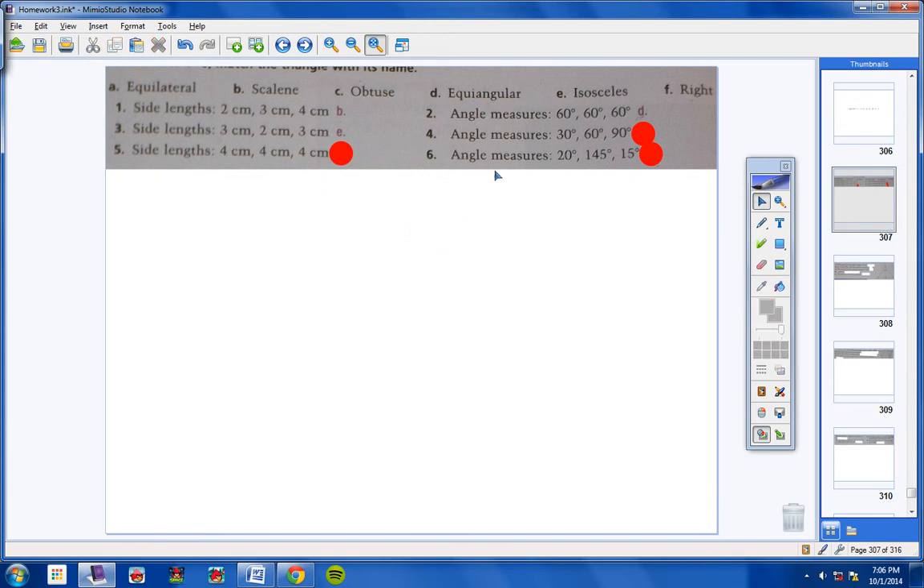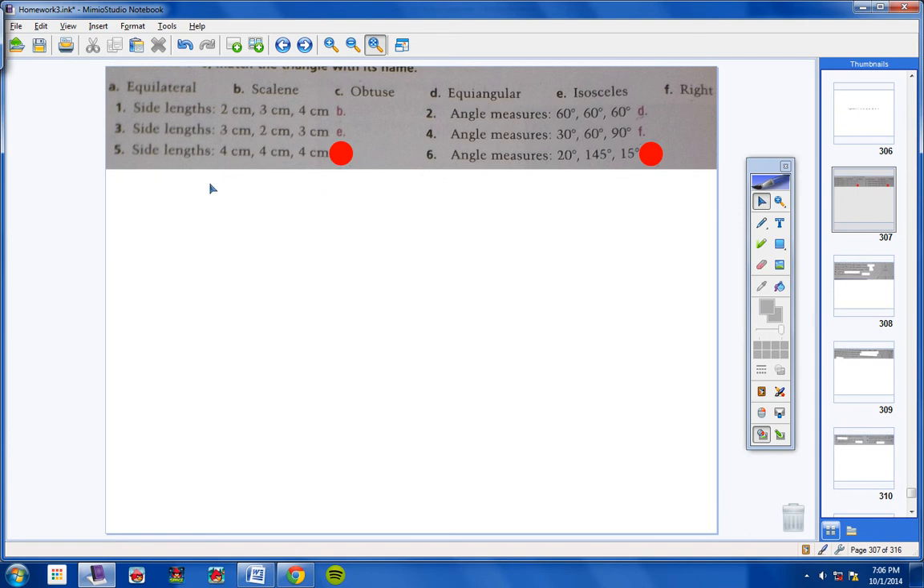Number 4, angle measures of 30, 60, and 90. Now, we're dealing with angle measurements, of course, so we have a choice of acute triangle, obtuse triangle, equiangular triangle, or right triangle. Well, if one angle is 90 degrees, we call that a right triangle, which would be letter F, right triangle.